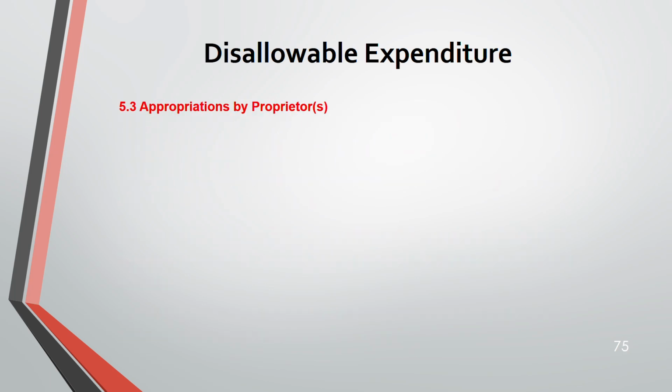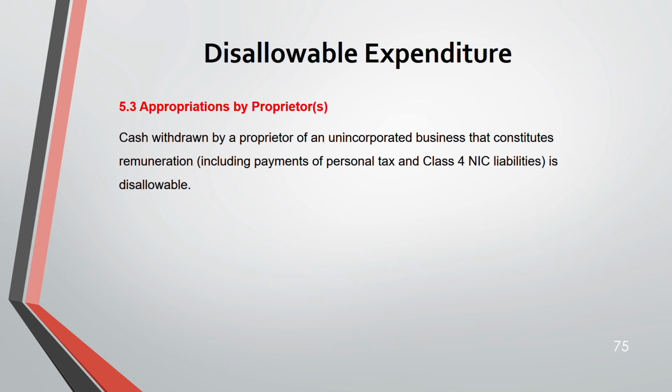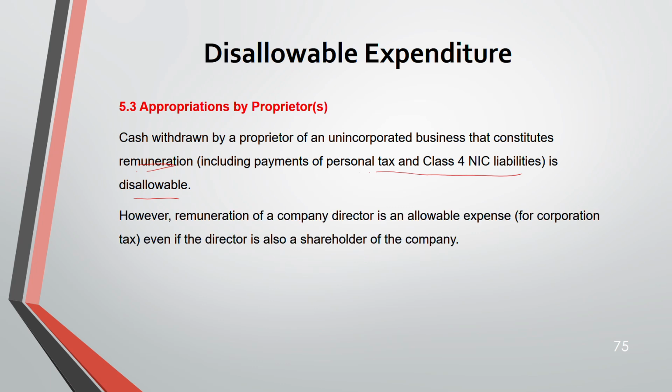Now, any drawings by the sole trader, so cash withdrawn by the sole trader, are disallowable. Cash withdrawn by the proprietor on an uncovered basis that constitutes remuneration, such as payment of your personal tax and Class 4 NIC, is disallowable. But remember, the remuneration of a company director is an allowable expense.